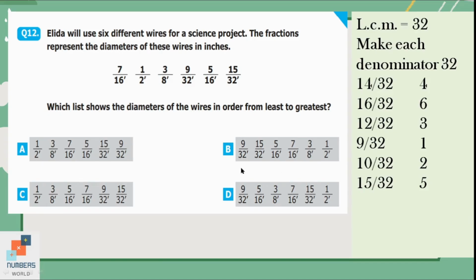We will focus on option B and D. So 9 by 32 is at the first position. Now 10 by 32 is at the second position. But we will not write 10 by 32 as it is. Instead of that, we will write the original fraction of 10 by 32. As it was the second last fraction, the original fraction of this is 5 by 16. So it will be written over here. Now 12 by 32 is at the third position and the original fraction of 12 by 32 is 3 by 8. So it will be written at the third position. Similarly, we will arrange the rest of the fractions. So option D is the list which shows the diameters of the wires in order from least to greatest.